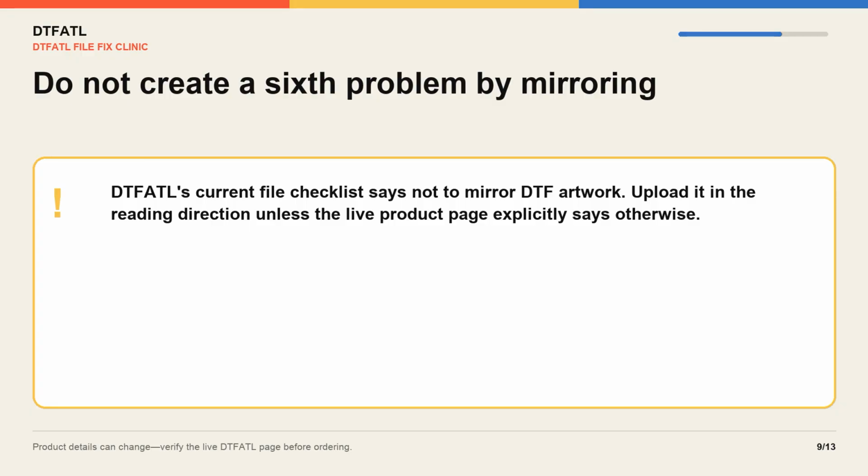One more guardrail. Do not mirror DTF artwork yourself. DTFATL's current file guidance says to upload it in the normal reading direction unless a live product page specifically says otherwise. Self-mirroring can turn correct text into reversed text. Treat spelling, colors, placement, quantities, and orientation as final customer-approved content before the order is submitted.